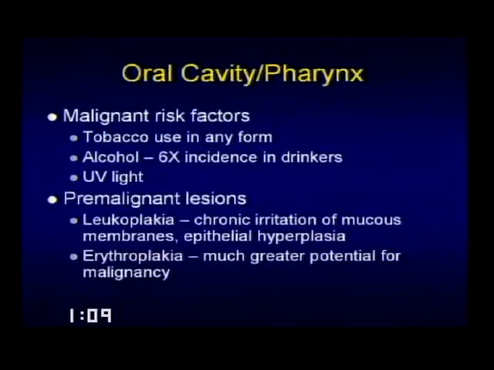Premalignant lesions that you need to know about are leukoplakia and erythroplakia. Leukoplakia is a chronic irritation of the mucous membranes that usually has a whitish appearance and is due to epithelial hyperplasia. And this is the usual hyperplasia-cancer cycle: it starts as an adenoma due to hyperplasia, then cancer. Erythroplakia has a much greater potential for malignancy than leukoplakia.